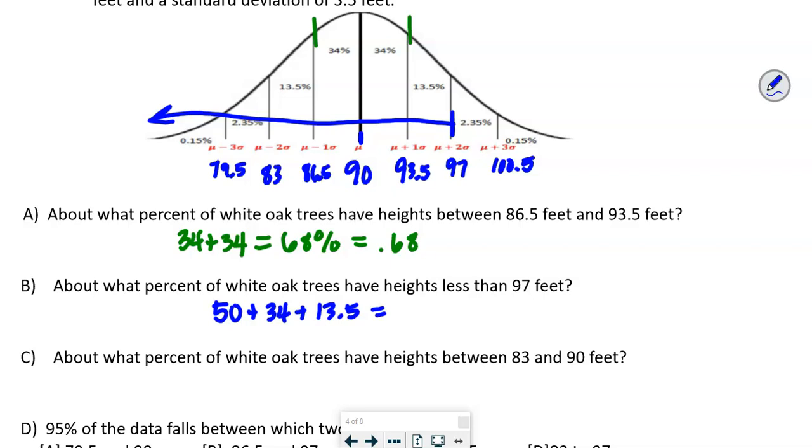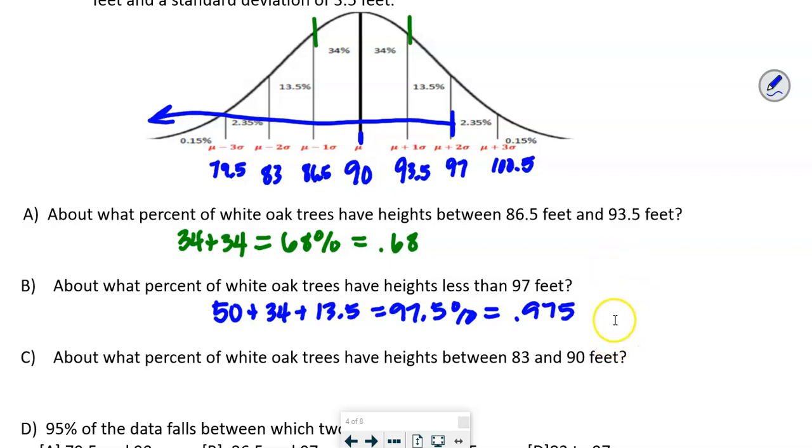Okay, so when we add those three numbers together, I'm trying to find my paper, y'all. Sorry. That's 97.5%, and that's equal to 0.975 as a decimal.